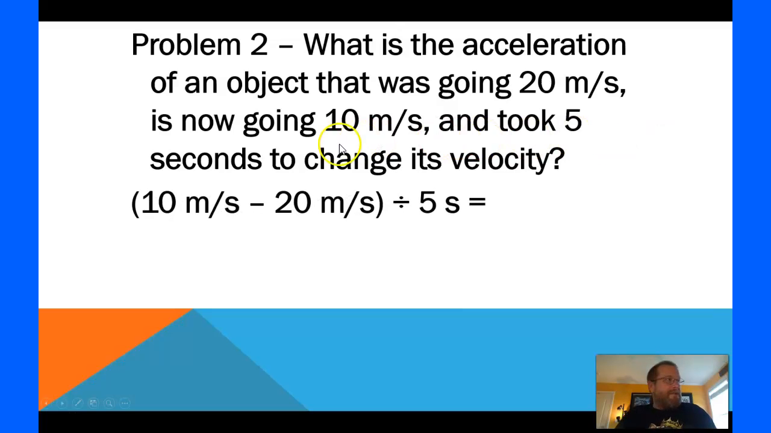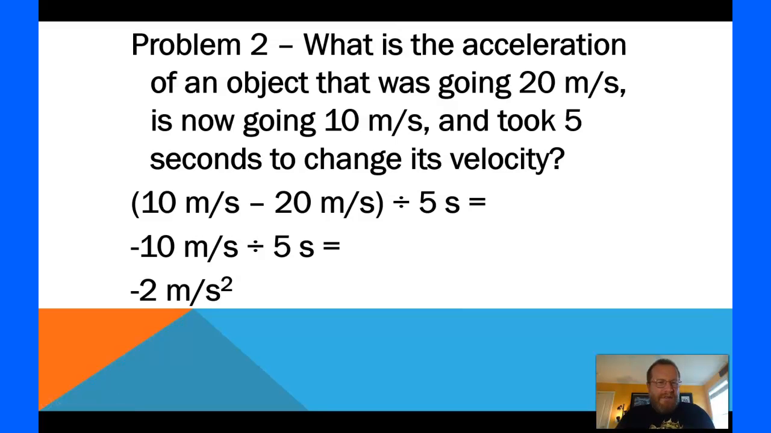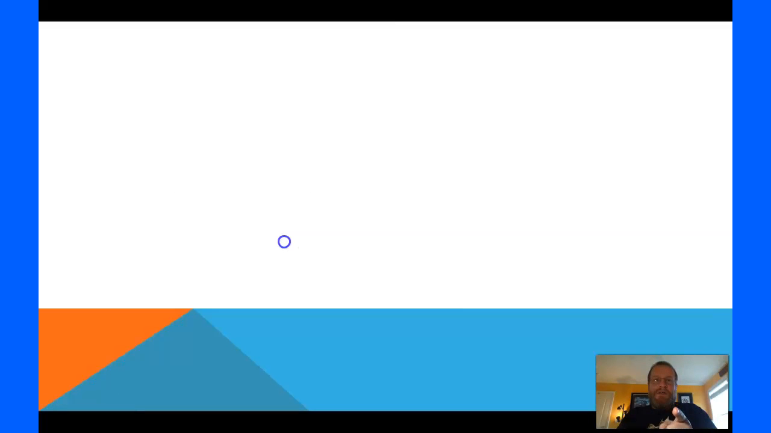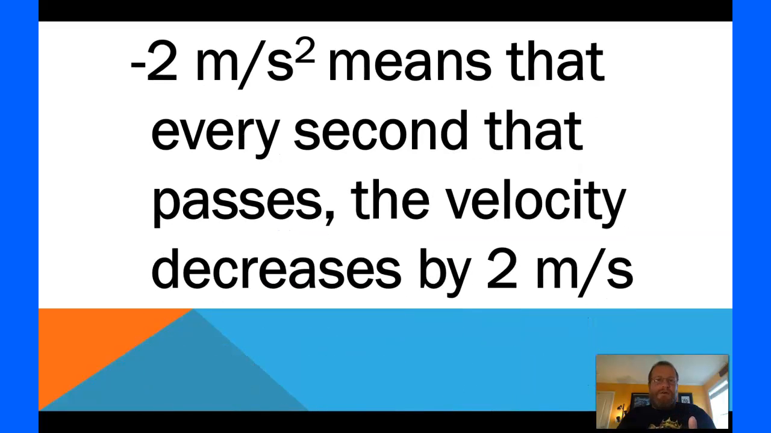Final velocity 10 minus initial velocity 20 divided by the time 5. 10 minus 20 is negative 10. Did you forget to make it negative? You probably did 20 minus 10, didn't you? If you didn't, good job. If you did, hey, now you know better. Don't worry about it. Negative 10 divided by 5 is negative 2 meters per second squared. How can you have negative acceleration? We talked about that. All that means is you're slowing down. Every second, the velocity decreases by 2 meters per second. That's all it means.